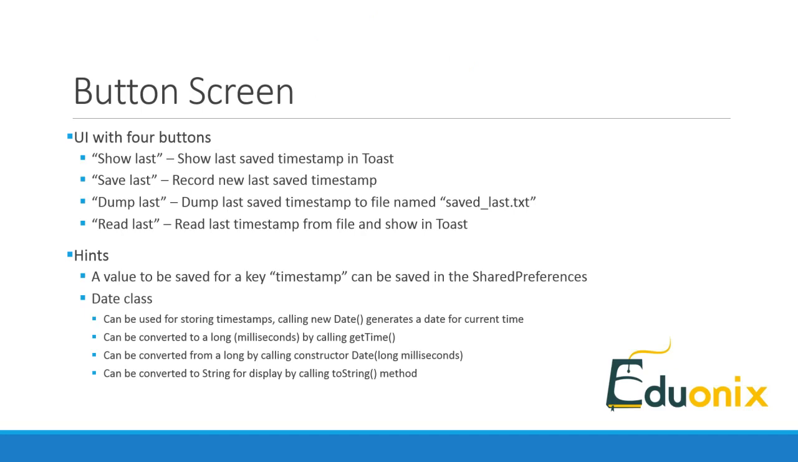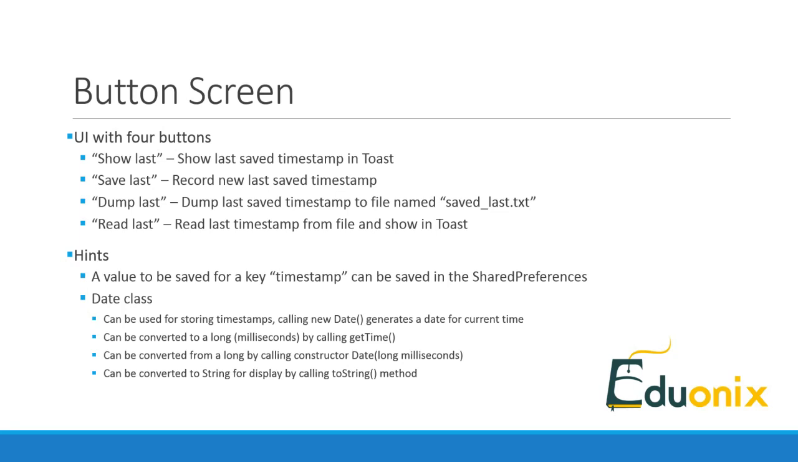The application should contain one main activity with a UI of 4 buttons. The first button should have the text Show Last, and when pressed, it should show the last recorded timestamp as a toast. If no timestamp has been recorded, then nothing should happen when the user presses the Show Last button.